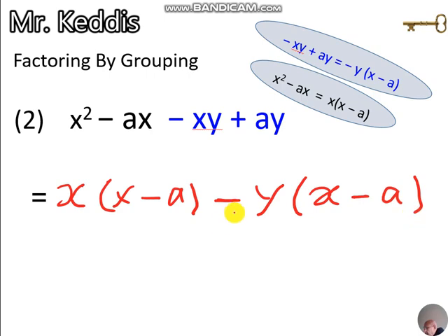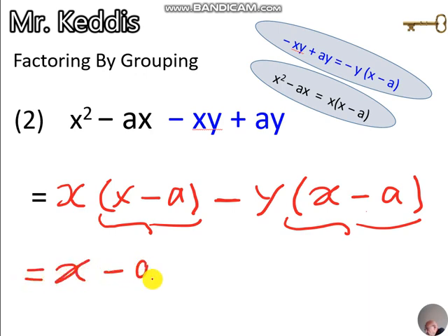Because when you multiply negative y times positive x, I get negative xy, the first term. When you multiply negative y times the negative a, I get positive ay. You have x minus a here as a common factor. I take x minus a as a common factor. If you multiply this by x, you get the first term. If you multiply x minus a times negative y, you get the second term.